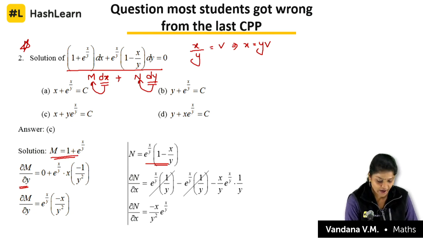With respect to y, 1 becomes 0. Now e^(x/y): the differentiation of e^x is e^x, but with respect to y I am differentiating. See here.